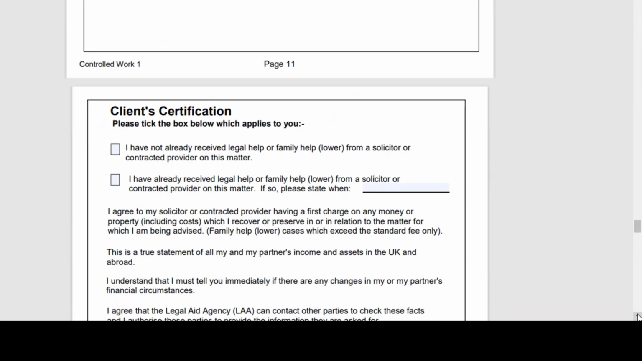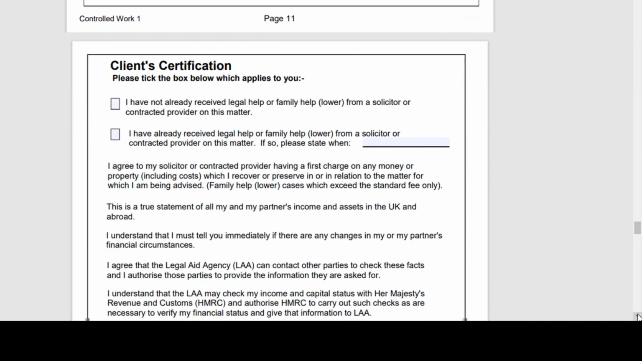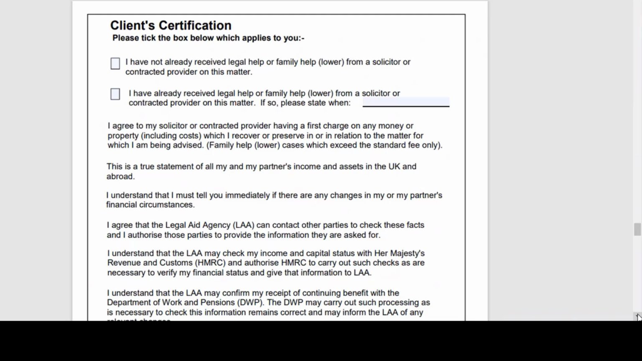And then you come to a really key page, the client's certification on page 12. The client needs to confirm whether or not they've had previous legal help or family help lower on this certification section. If the client's saying that they have had previous advice, then there are relevant contract terms that relate to this. So the client needs to say when that matter ended, and in terms of a further matter being started, the specification confirms that it needs to be a period of 6 months since that original matter was billed before you can start another legal help matter, or there needs to have been a significant change in circumstances, in which case you'd need to justify that on the file.